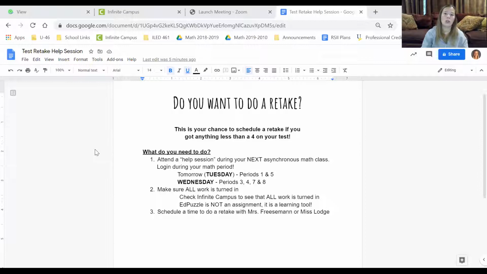You need to make sure all of your work is turned in in order to do a retake. We are using Infinite Campus as our grading tool, so you need to check that all of your work is turned in on Infinite Campus. Here's an example for you. Let me pull up an example of a student on Infinite Campus.